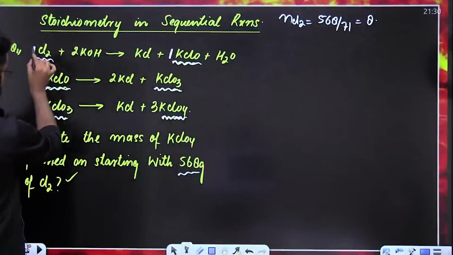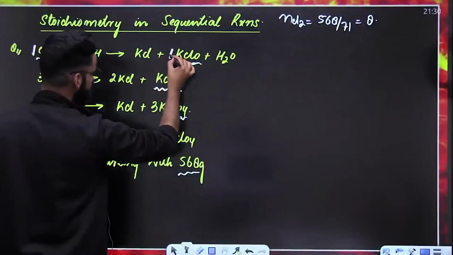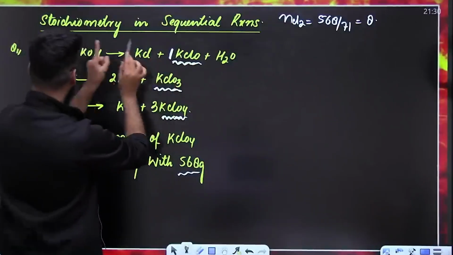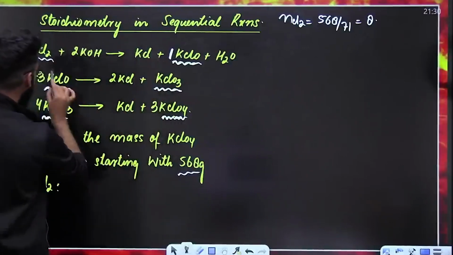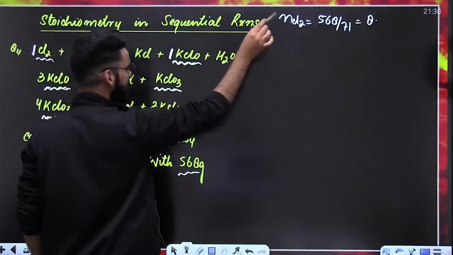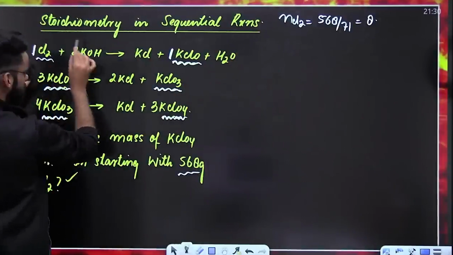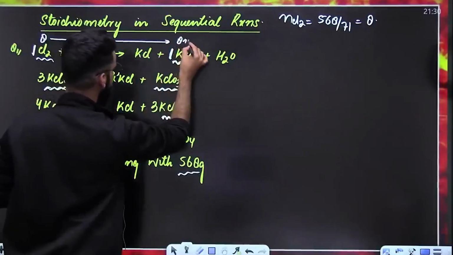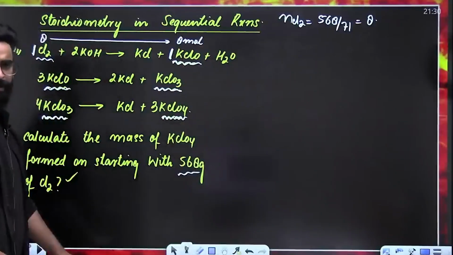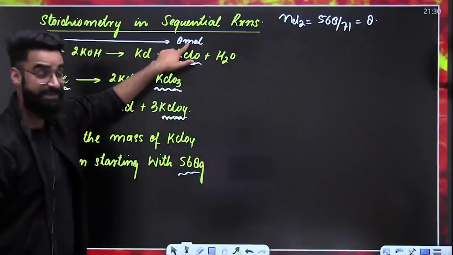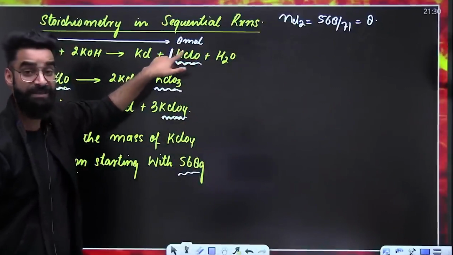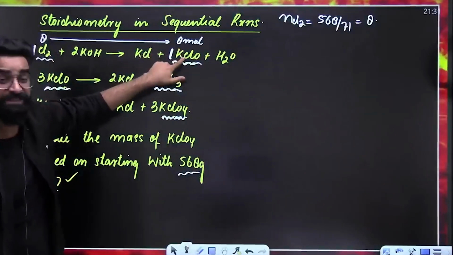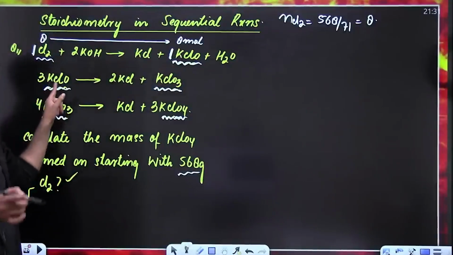From the stoichiometry, can I say 1 mole of Cl2 is producing 1 mole of KClO? So 1 mole of Cl2 gives 1 mole of KClO. Do I have only 1 mole of Cl2? No, we have 8 moles. If 1 mole of Cl2 gives 1 mole of KClO, I can say 8 moles of Cl2 will produce 8 moles of KClO. So from the first reaction, 8 moles of KClO is being produced.